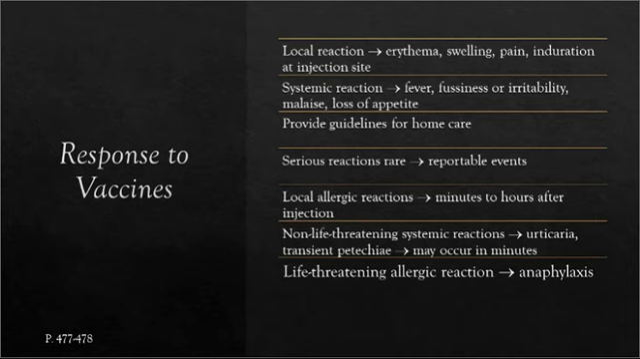Response to vaccinations. Understanding when it's a bad reaction and an expected or okay reaction. You often will have a localized reaction to a vaccine. I'm sure at some point you've had a shot, you've had a little bit of redness, swelling, pain, a little bit of firmness at the site. Systemic is when it's your whole system: fever, irritability, malaise, loss of appetite. When you're administering vaccinations, it's very important to teach about these possible reactions. It is rare to have a serious reaction. Those are reportable events, which we'll cover more in later courses.